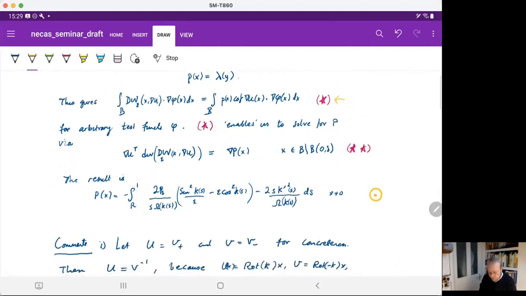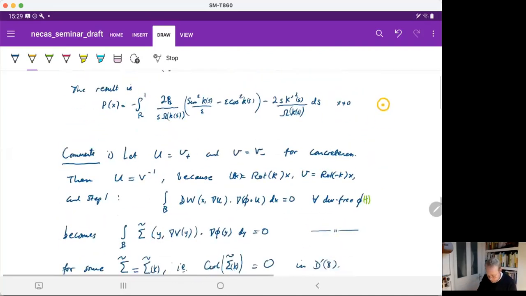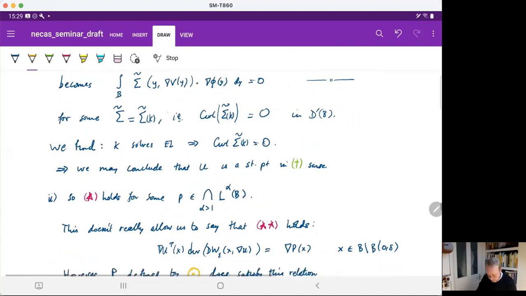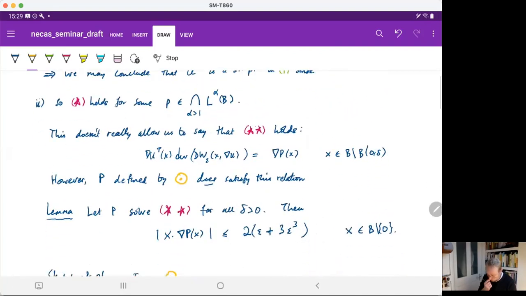You can't necessarily go from star to double star, obviously, because at the moment all we know is that the P in star is in the intersection of, say, the LP spaces for P bigger than 1. So that's the basis of my second comment here. So star holds for some P in the intersection of these spaces here. This doesn't necessarily mean we can say that double star holds.